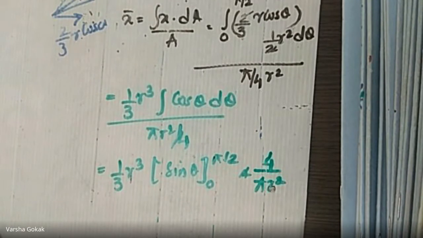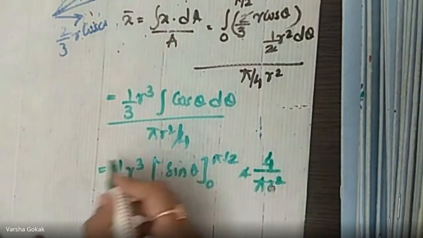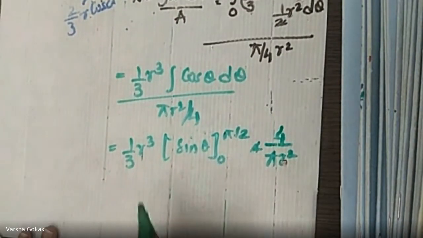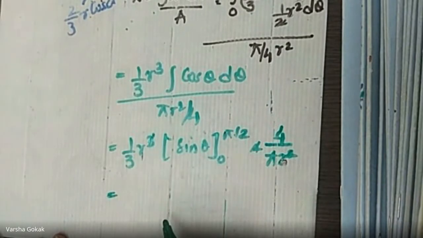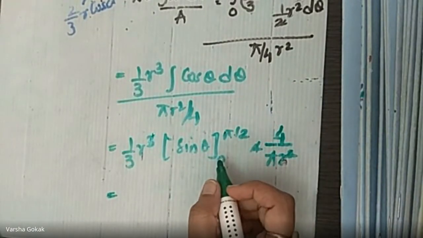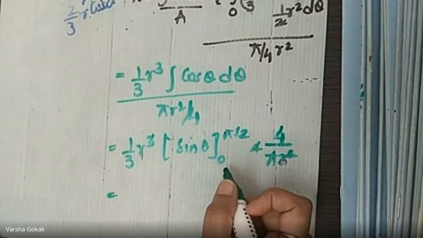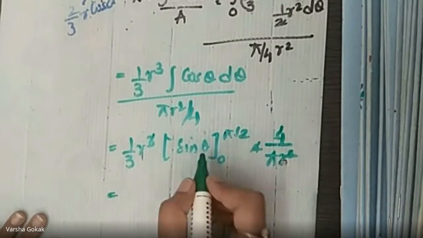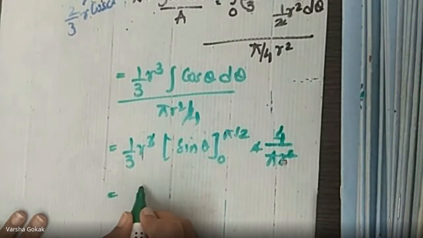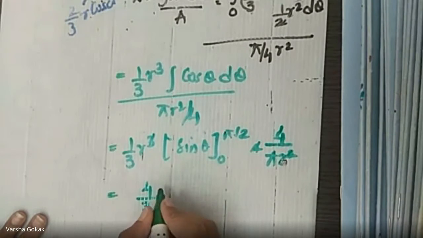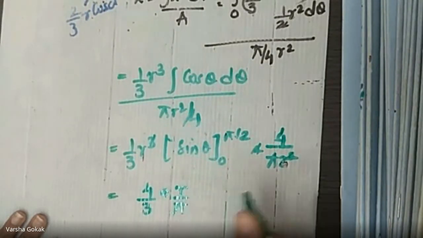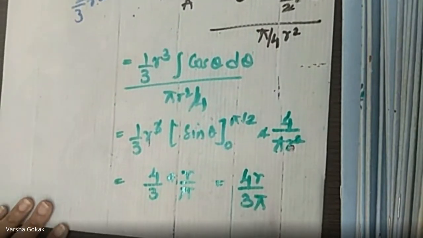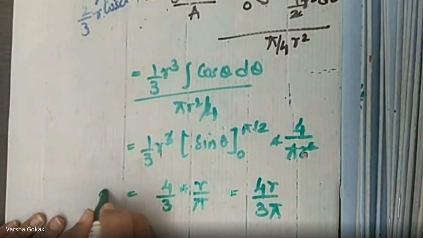Correct? 4 comes on top, in the numerator, and pi r square in your denominator. Now r square goes with r, and sine of 90 is how much? 1. Sine of 90 is 1, correct. So you have 4/3 into r by pi. So this is 4r by 3 pi. Clear? This is your x bar.